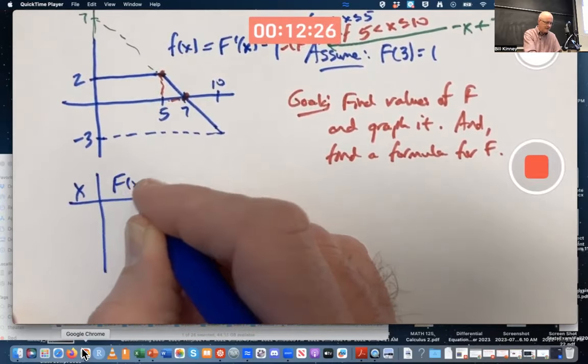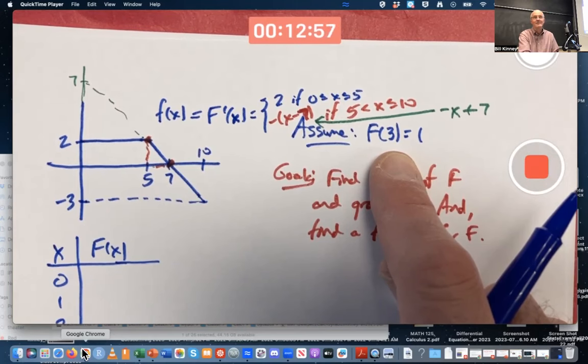The one that's quickest to find is the one that you're given, right? F of 3 equals 1. I'm assuming that. Why? Because I feel like it. No application in mind. I'm just saying pretend F of 3 equals 1. I could have picked some other number. F of 3 is 1. That's the given information.